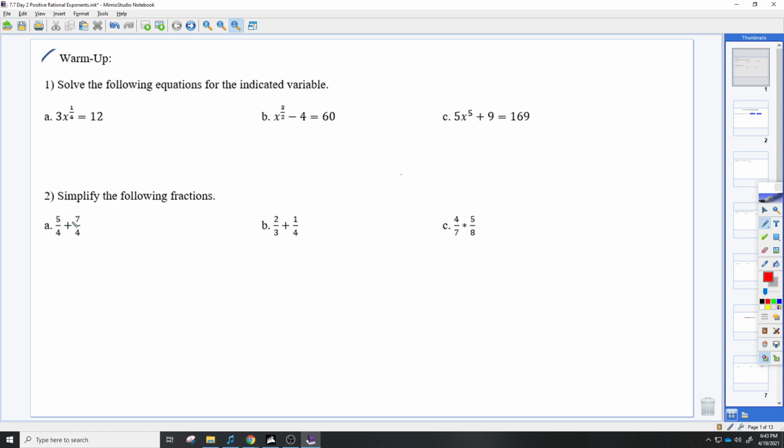So if you're going to add two fractions together, you need to make sure that they have a common denominator. And if they do, in this case they do, you're going to add the numerators and keep the same denominator. So this would be 5 plus 7, which would be 12 over 4. And then this fraction would actually reduce down to 3 over 1, or just 3.